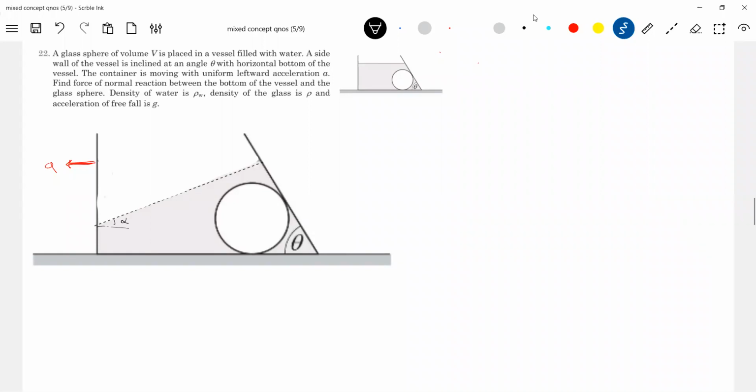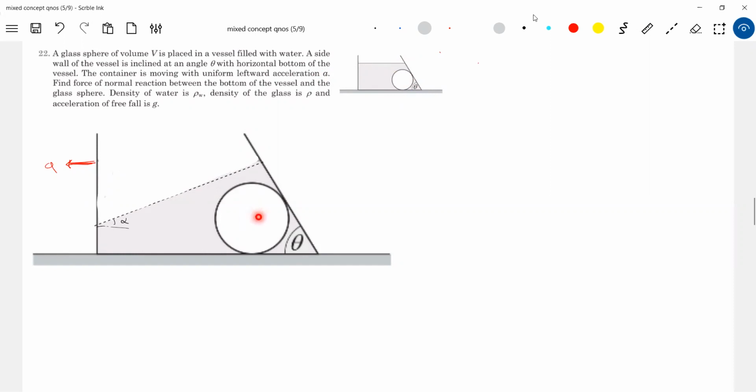What approach should be there? Okay, you do one thing. If there is no acceleration, tell me how the liquid will exert force on this particular glass sphere. I'm just building up the idea for next week's class. Let's assume there's no acceleration. So how will the liquid exert force? The net force exerted by the liquid on the sphere will be vertically up. No, because of acceleration, G effective will come.